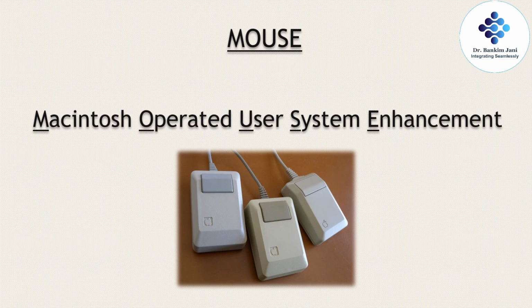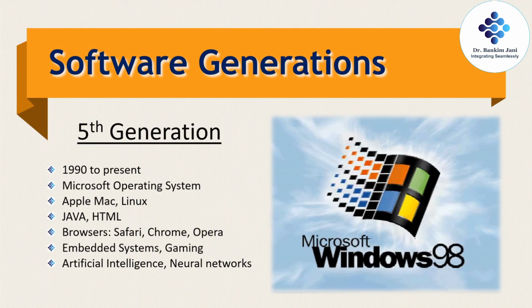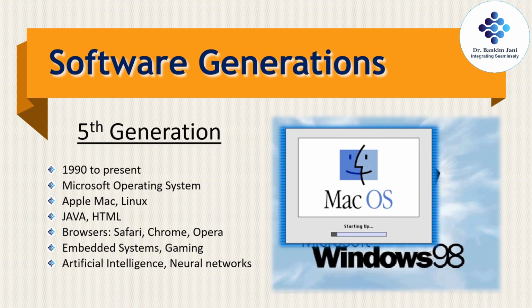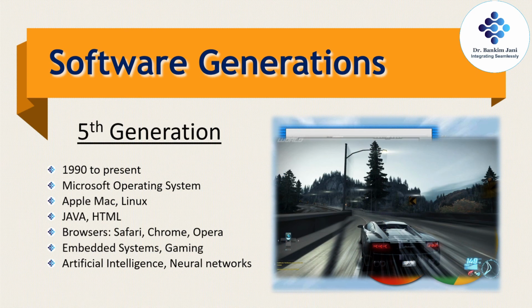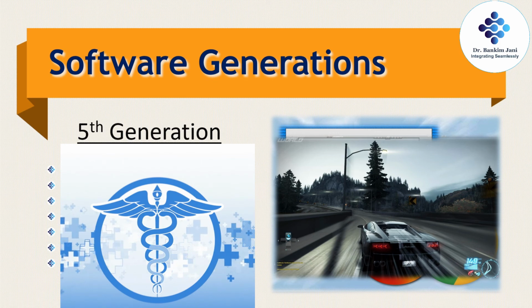Fifth generation, 1990 to present. Microsoft came with the Windows operating system, Office suite, and object-oriented programming in the form of Java. It's based on a hierarchy of data objects. HTML, hypertext markup language, was created for the World Wide Web. Browsers like Chrome, Safari, Opera came up. Current work is on embedded systems. Their software is integrated into the hardware. And this is awesome for automation in multiple areas, ranging from smart homes to medical systems to defense.